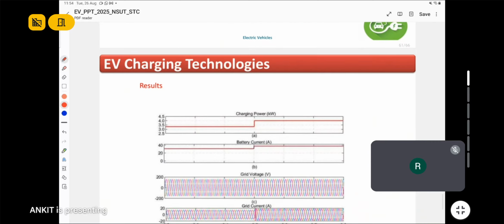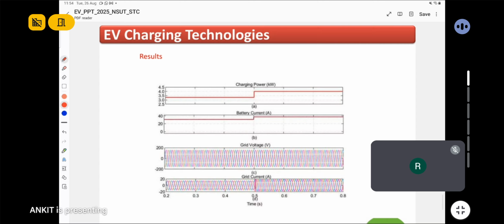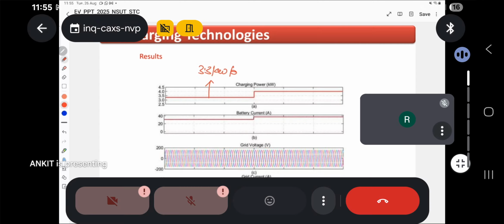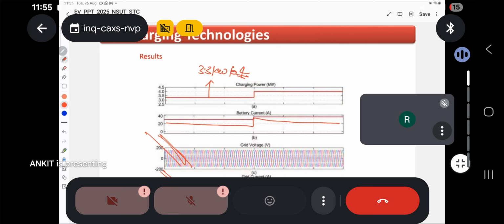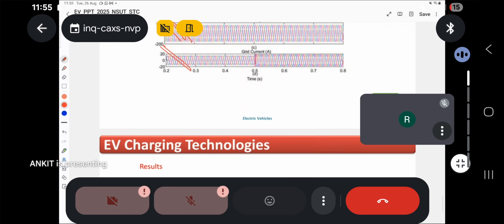So this is the result part. Here we can see load power or charging power is changed from 3.3 kilowatt to 4 kilowatt, and battery current is varied from around 30 ampere to 38 ampere. This is the grid voltage and grid current; three phase grid voltage and three phase grid current are there. They are sinusoidal in shape. This is one of the main requirements while charging, maintaining unity power factor operation at the grid side.